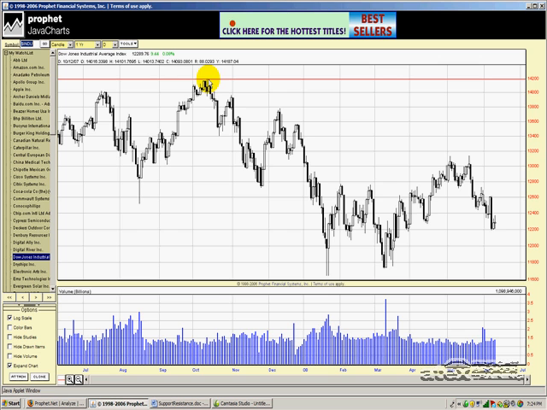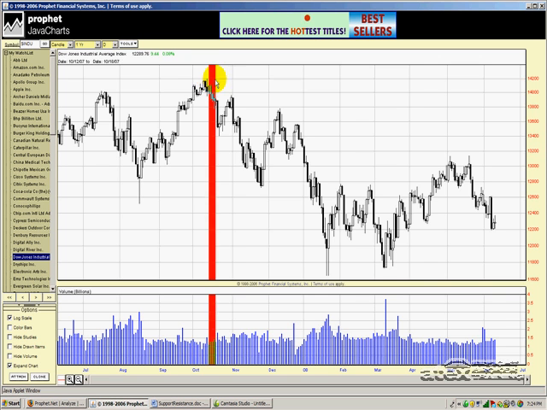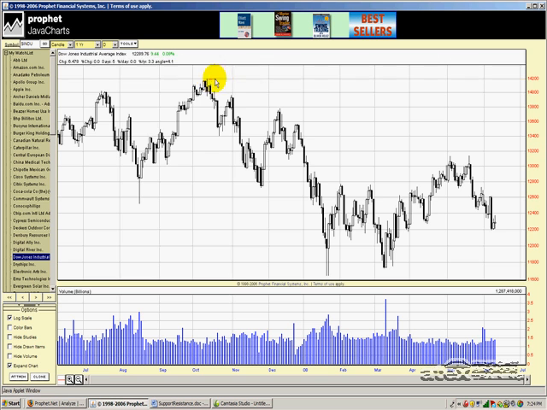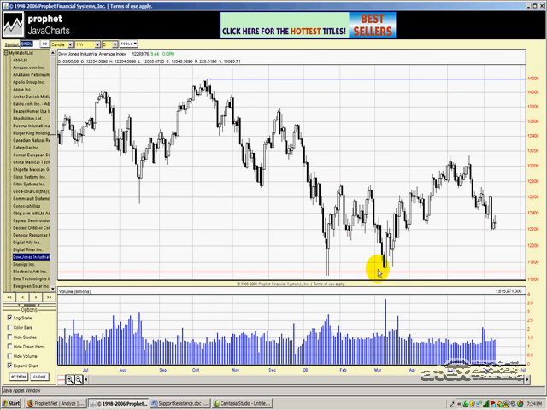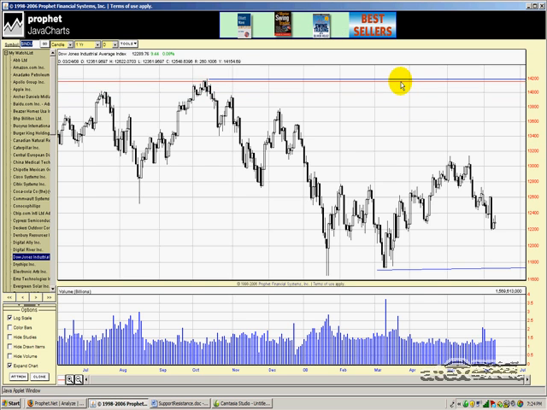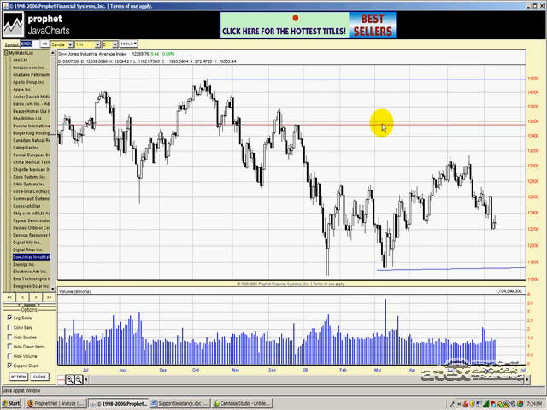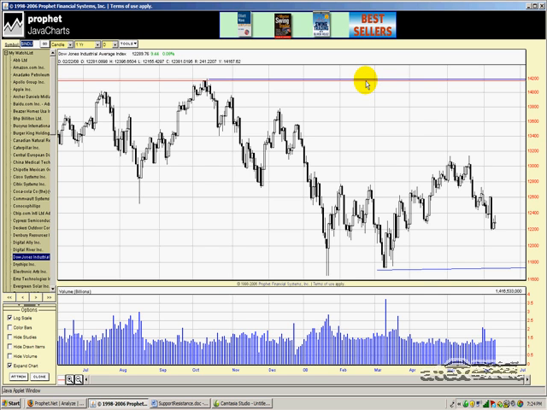Here for the resistance, we're going to draw a horizontal line. We're going to draw a horizontal line here at about the 14,200 level, and we'll draw a horizontal line down here at about the 11,700 level. So this area here between the upper resistance and the lower support is the channel that we have seen in the last year for the Dow Jones Industrial Average.